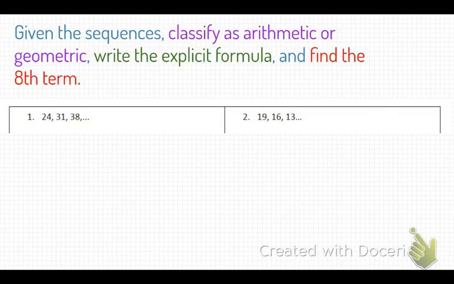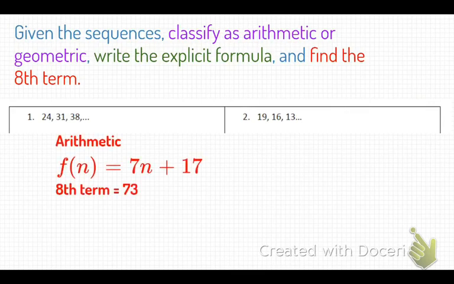I'm going to give you 2 minutes to do these 2 U-tries. You're going to classify it as arithmetic or geometric. So do I add, subtract, or multiply, divide? Find the explicit formula. And then find the 8th term. Okay? So you're going to put this into your notebook, but you should use the paper that we just took all our notes on, okay? To get you up and moving. Okay, here is our first one.